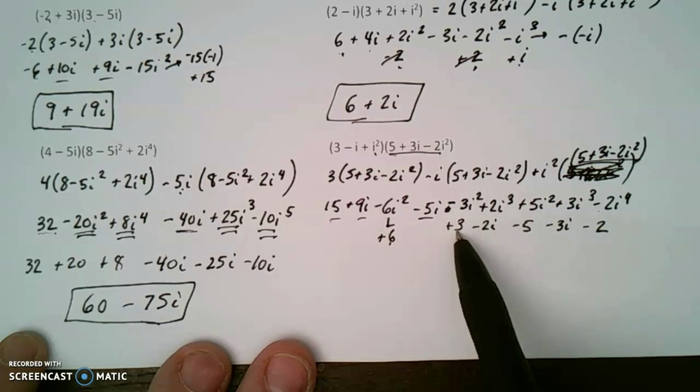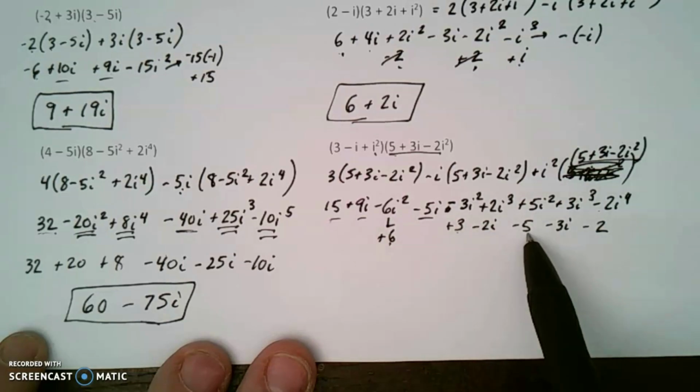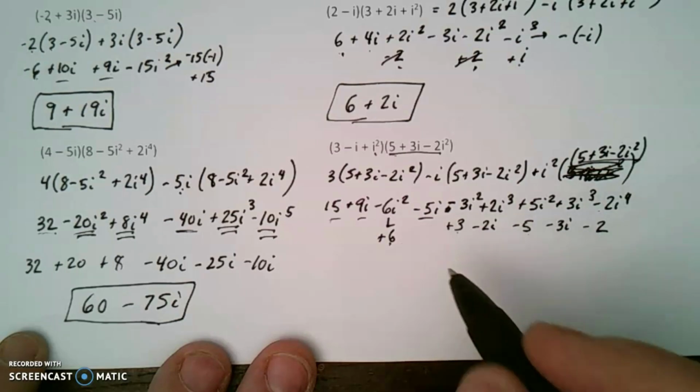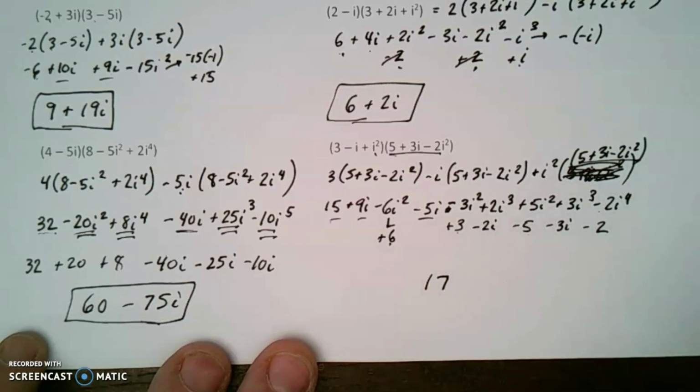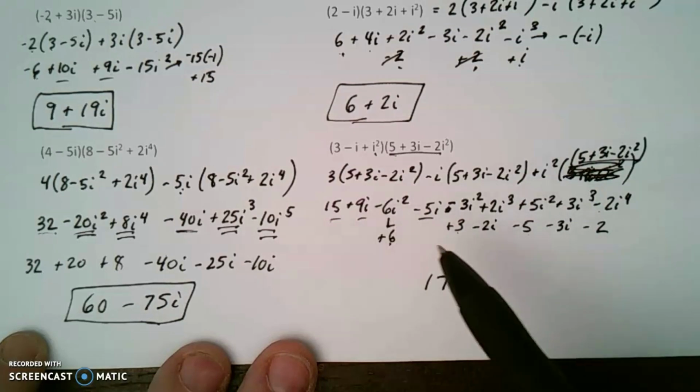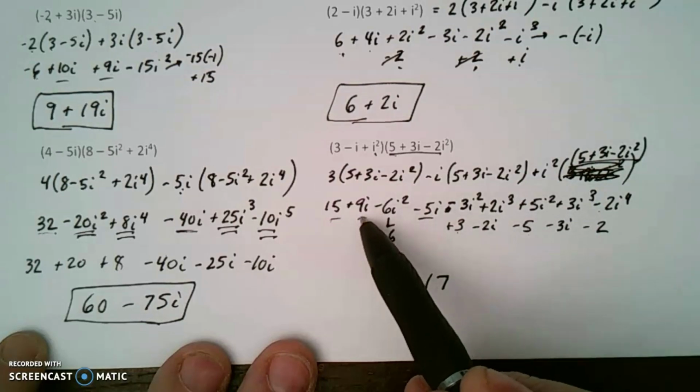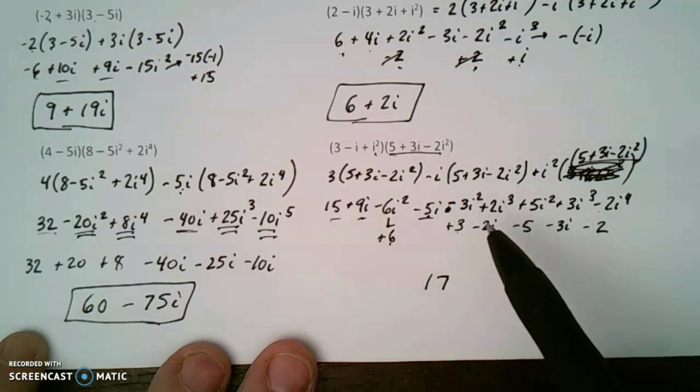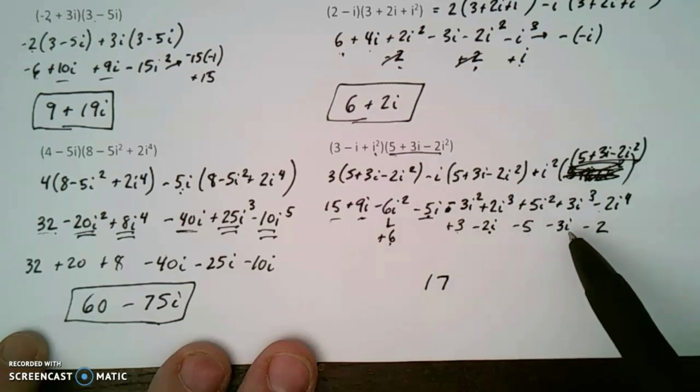And then we take our imaginary terms. We've got 9i minus 5i, that's 4i. Then minus 2, that's 2i. Then minus 3, that's negative 1i. So that'll just be negative i. Okay, so that is multiplication.